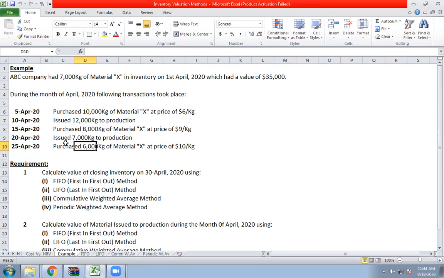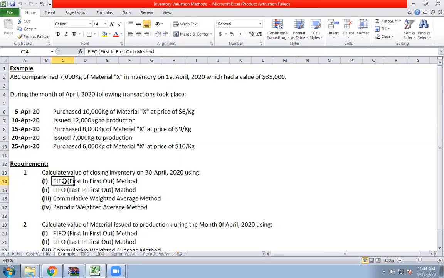So we have to calculate the value of this 12,000 kg, number one, and the value of the 19,000 kg of material issued to production, 12,000 on 10th April and 7,000 on 20th April. So we have to calculate the value of the material issued to production and the value of the material which is in stock. So the requirement is to calculate the value of closing inventory, which is 12,000 kg, on the FIFO method and the LIFO method.